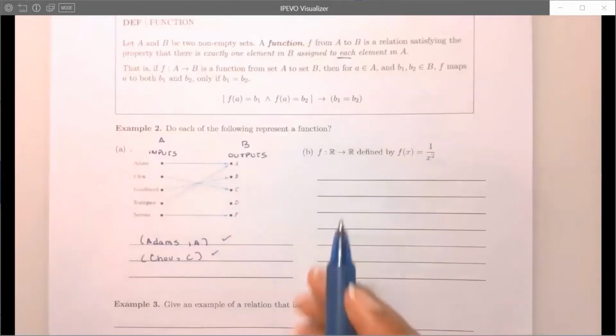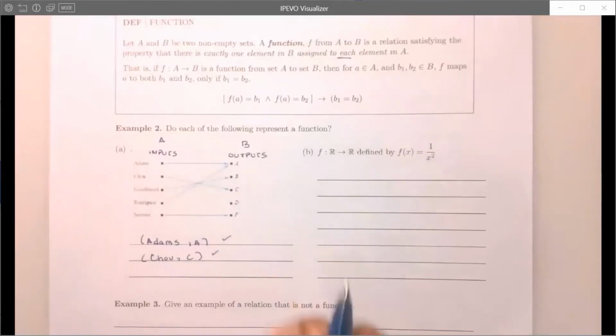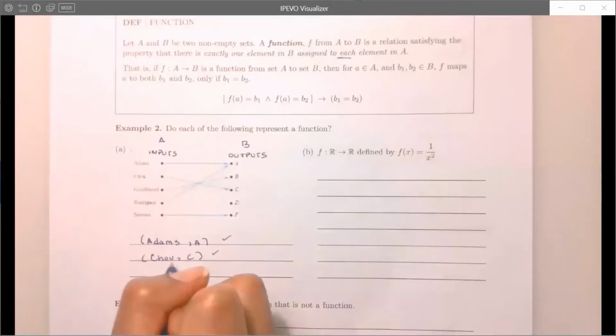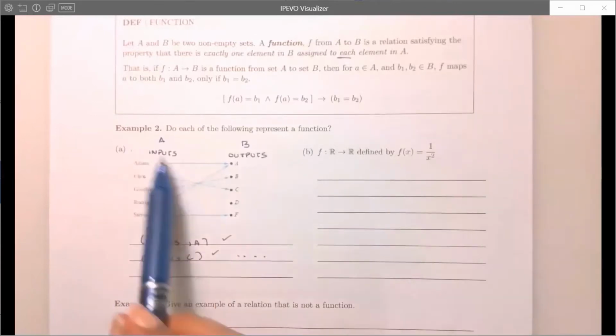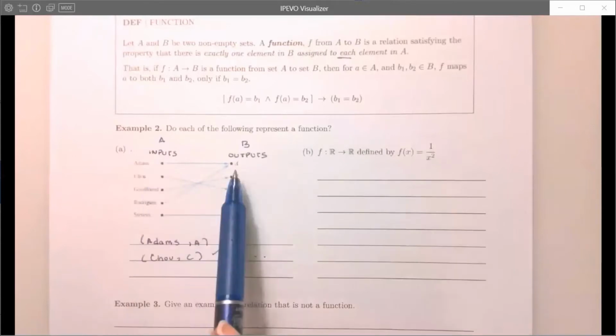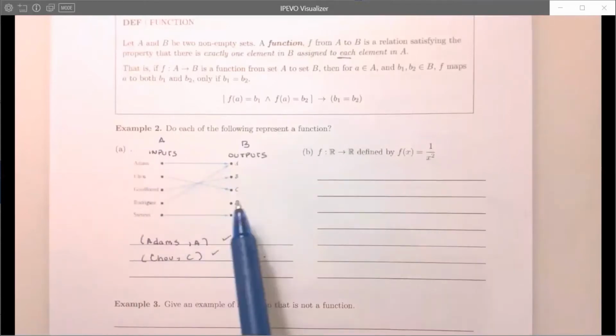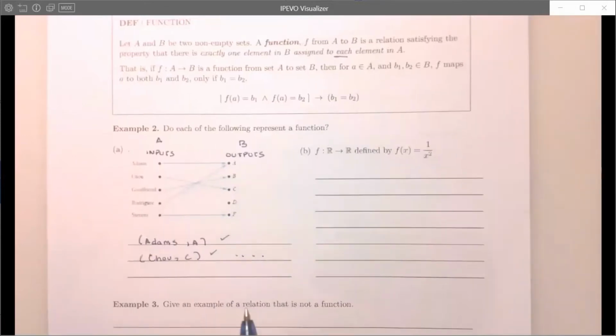So that means that since we have, I'll just draw a dot, dot, dot here. Since every element of A gets mapped to exactly one element in B, then this relation is a function.